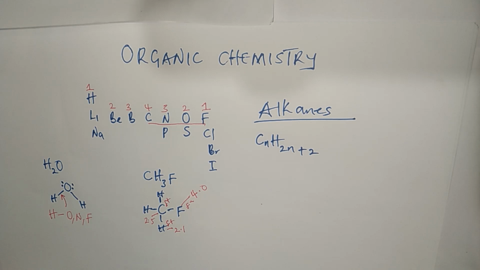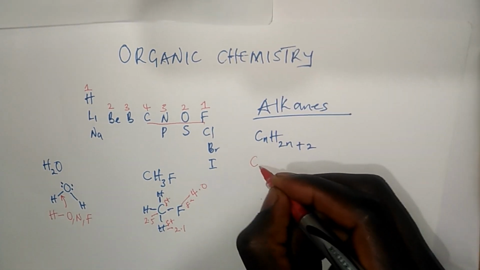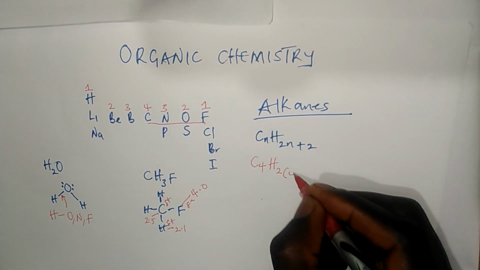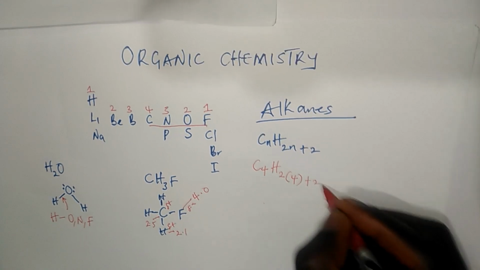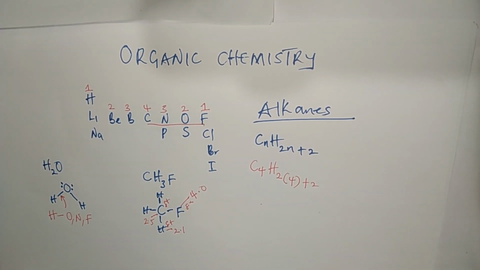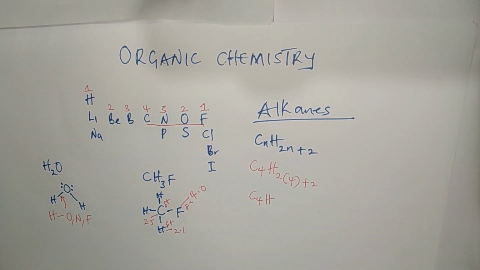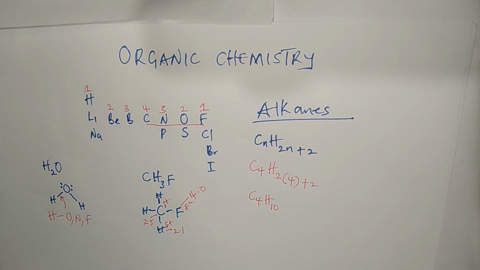Take for instance, you want to find the formula of an alkane that has a 4 carbon chain. For a 4 carbon chain, using this formula, wherever you see n, you place 4. So you say C4H2(4)+2. So what you get now will be C4H, 2 times 4 is 8, plus 2 is 10. So you put 10. So this is the formula for a 4 carbon chain, and this is referred to as butane.